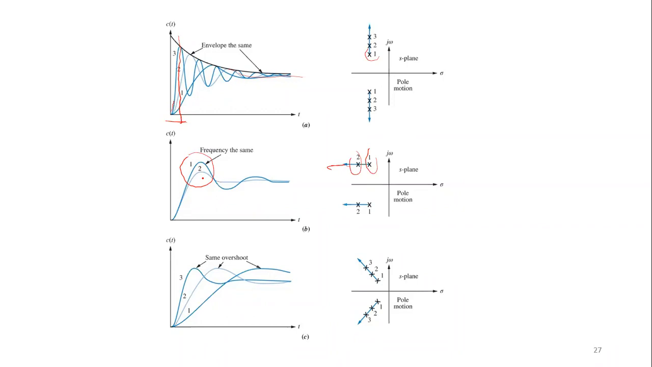Another example is if you have three systems and you compare them, but the pulse location is moving diagonally like this. The output response that we expect is that it has the same overshoot, but system number 3 will have a faster response.